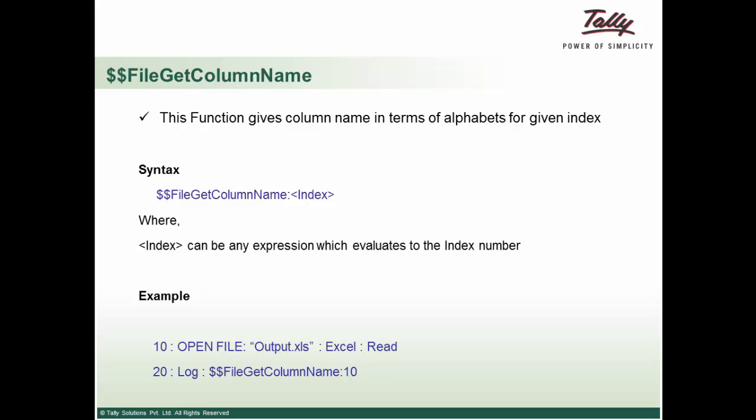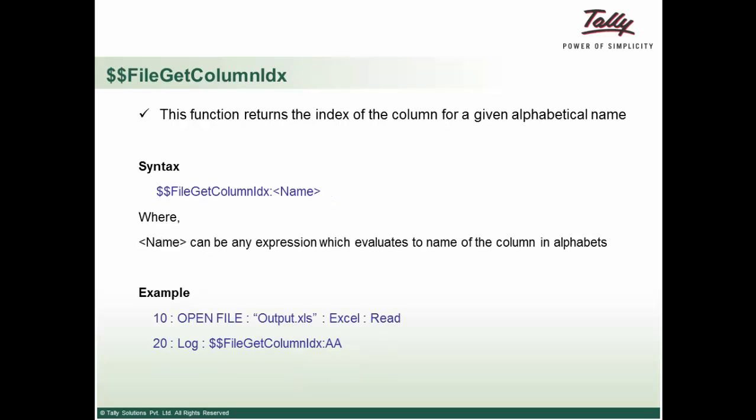Then you have get column name. This function gives the column name in terms of alphabet for the given index. Basically we know that Excel has column alphabets. So when you give the index number, it will return that particular alphabet. When you write 4, it will return D. That's how this particular function works.